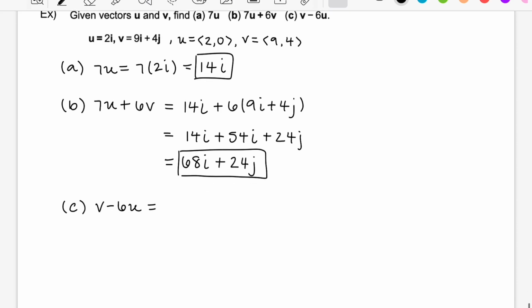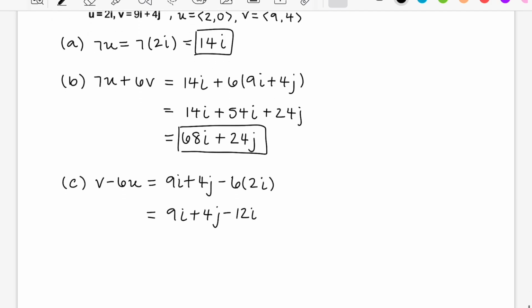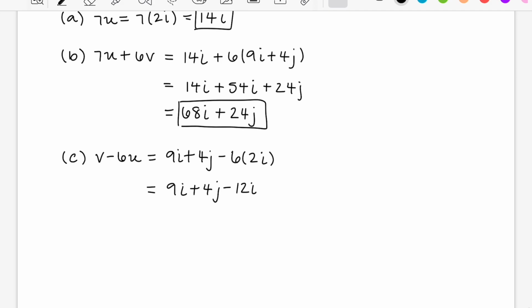And lastly, we have v minus 6u. So v is 9i plus 4j, and we're subtracting out 6 times u. So 6 times 2i. So this will be 9i plus 4j minus 12i. And again, we will add and subtract our horizontal and vertical components separately. So in this case, we will have 9i minus 12i. So this will be minus 3i, and then we just have this 4j still. So this will be our final answer for this one.